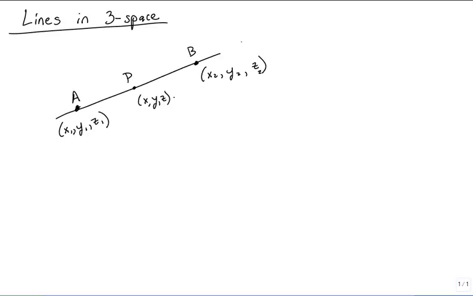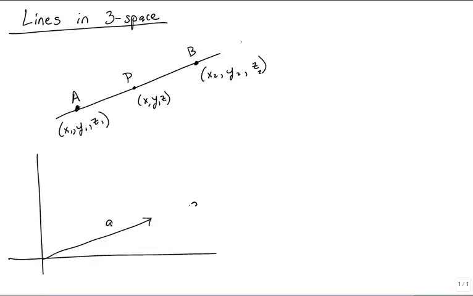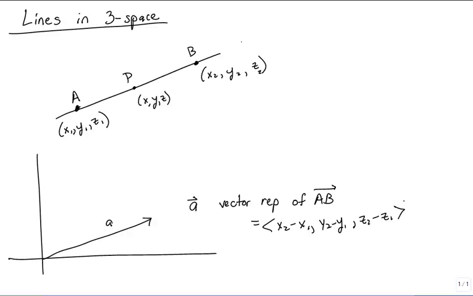So let's go down here and draw the axis. And A is the vector representation of AB. Let's say a vector AB. So that's going to be x2 minus x1, y2 minus y1, and z2 minus z1. So it's in the same direction, same length as the ray AB.